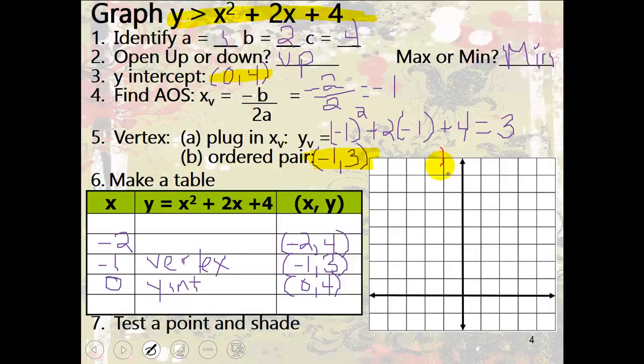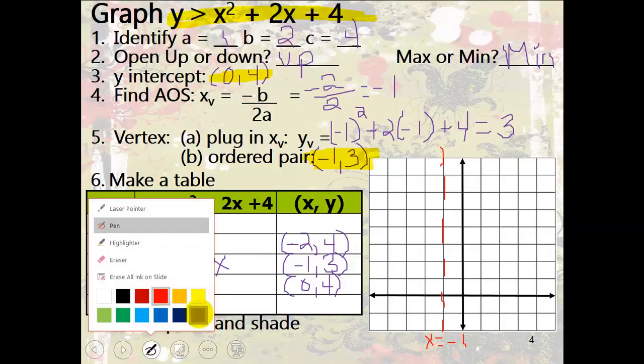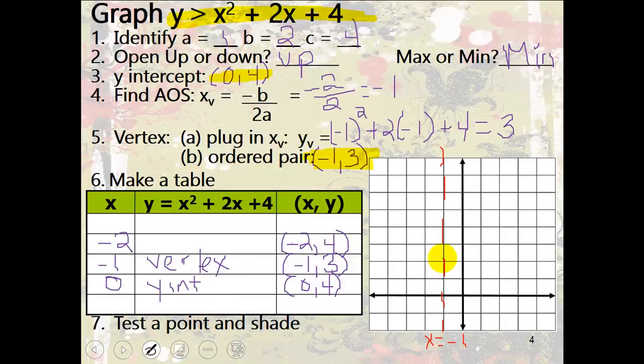I think I'm going to make my axis of symmetry in red. Here's x equals negative 1. Negative 1, 3, I'm going to plot that point. This graph is opening up. At x equals 0, my y-coordinate is 4, and at x equals negative 2, my y-coordinate is 4, and I'm going to use a dashed line because this inequality is exclusive.